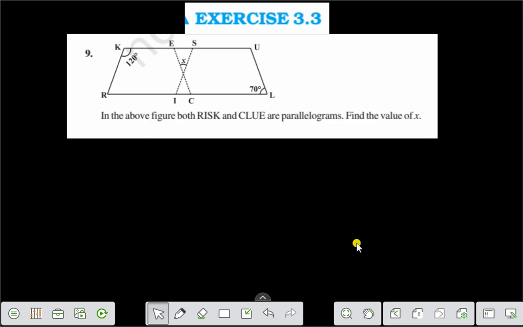In the above figure, both RISK and CLUE are parallelograms. Find the value of x.